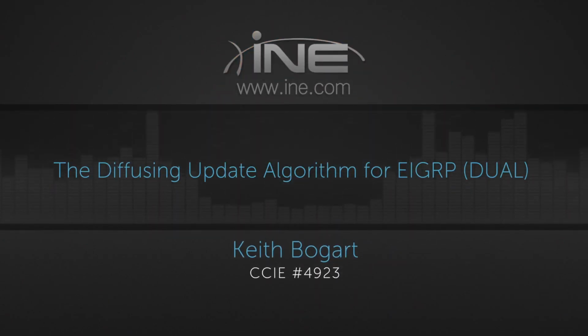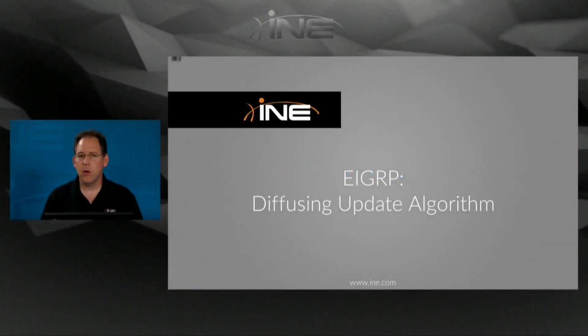In this video, we're going to talk about DUAL. And no, I'm not talking about two people shooting each other with pistols. I'm talking about the Diffusing Update Algorithm, which is the fundamental algorithm that powers EIGRP, that helps EIGRP to look at routes that are learned, to determine if they're actually usable or not, to determine which route is the best, and some of the terminology that goes behind the Diffusing Update Algorithm.